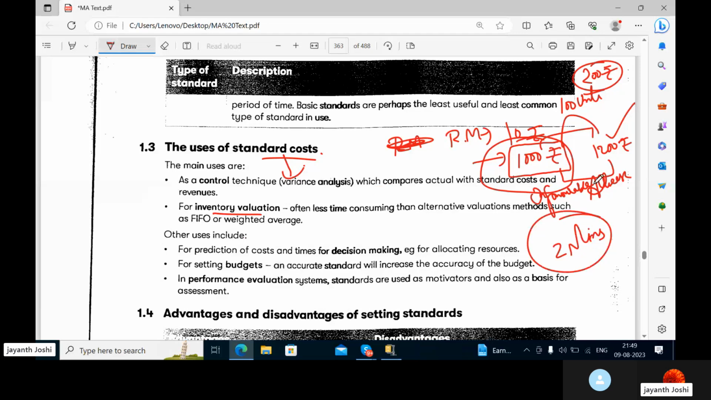So standard costs are very important for decision making purposes. If you know how much it is costing you to make the product, you will definitely decide whether to manufacture or buy from some other place, for setting budgets and also for performance evaluation. Right now we checked the performance evaluation, variance analysis, right?